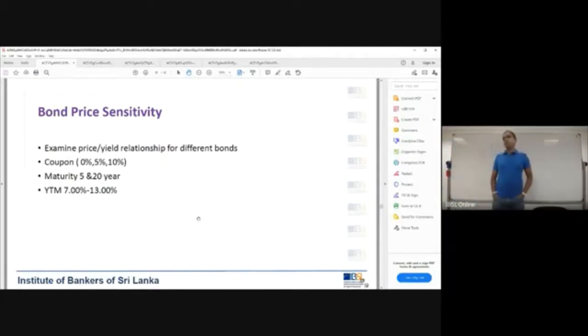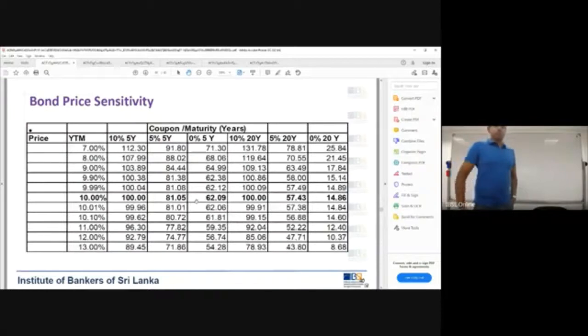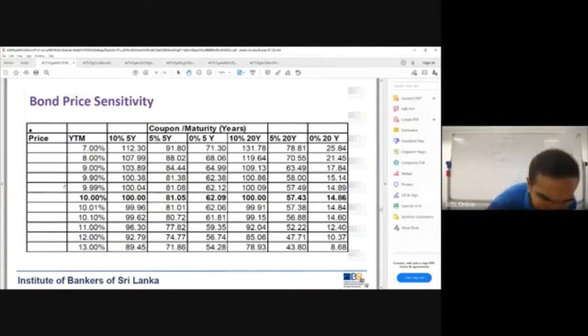Low coupon bonds will have longer duration. Right. Now, to explain that point, you can use this table. The base case interest rate in this case is 10%, right? So when the yield is 10%, a bond with a coupon of 10% will have a price of 100. Remember, in this case, we are analyzing 5-year maturities, right?